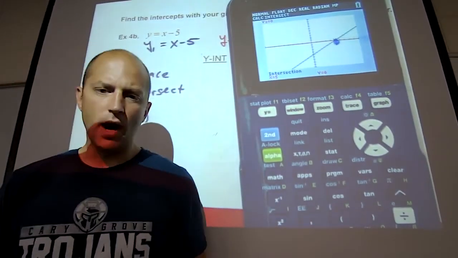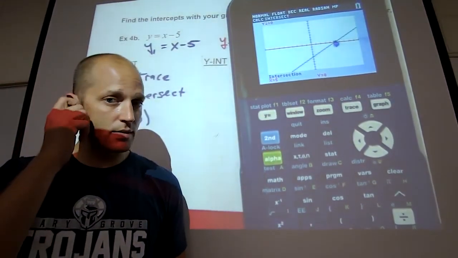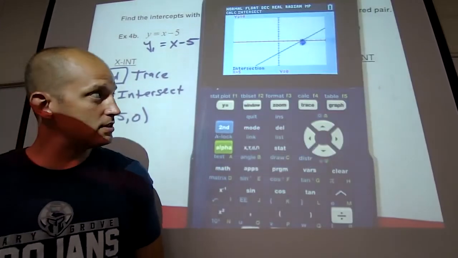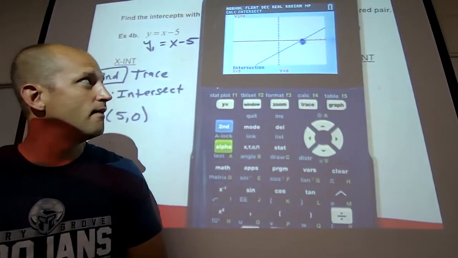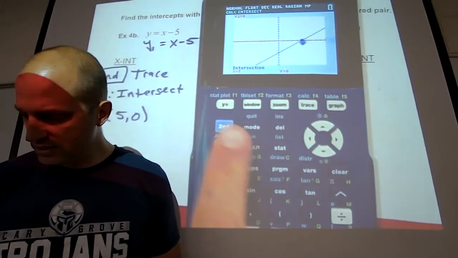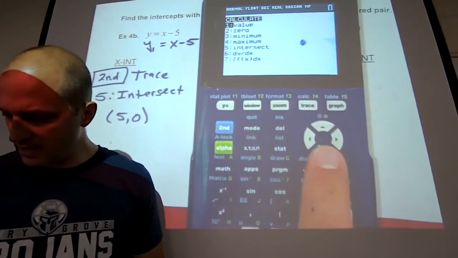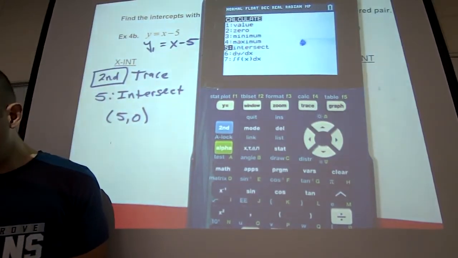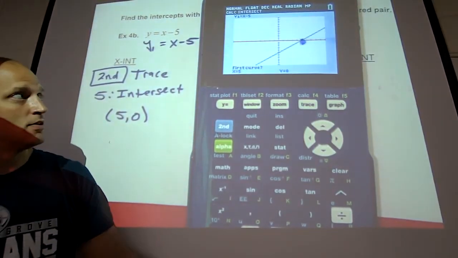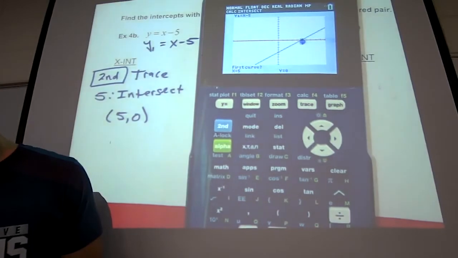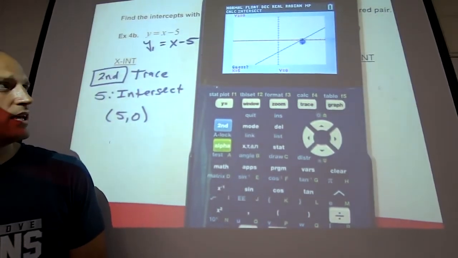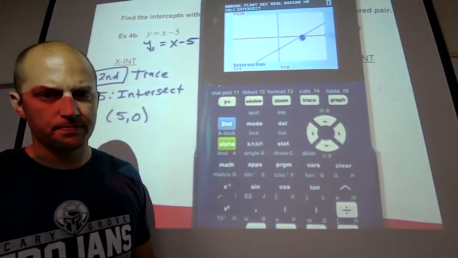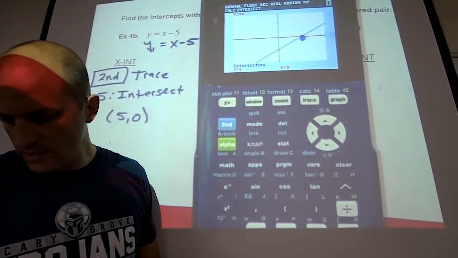Okay? I'm going to walk you through that one more time because some people might not be listening. So tune in to WGOTSCH. I'm here all day long. Here we go. Second trace, number 5. You can use the directional pad, and press enter, or just press 5. First curve, press enter. Second curve, press enter. Guess, press enter, and it will find that intersection. You guys have any questions with that one?